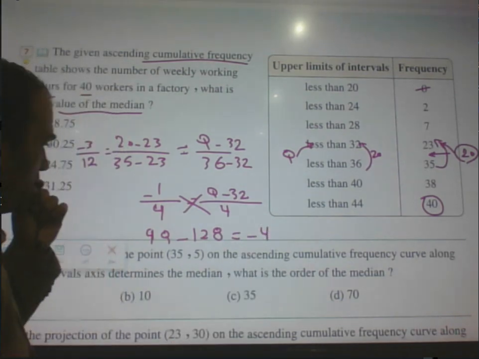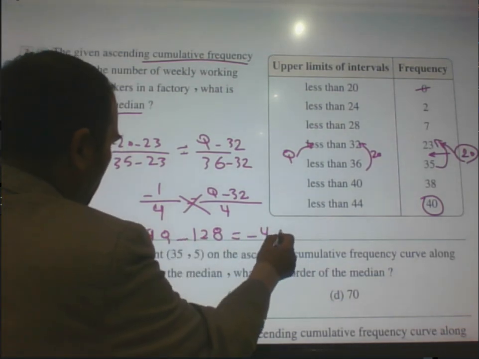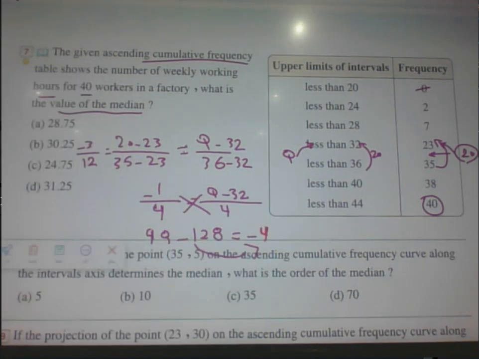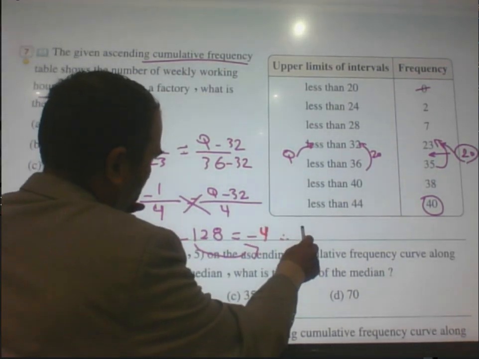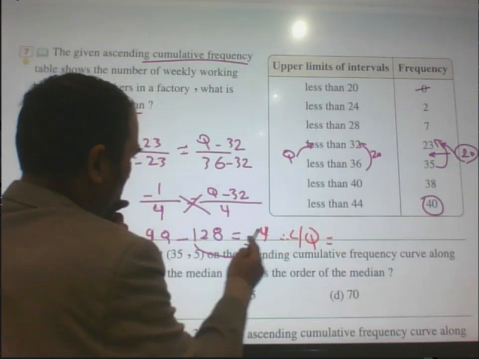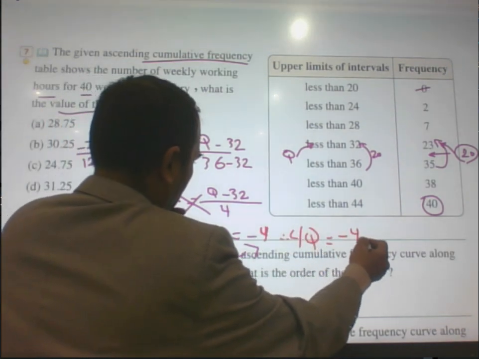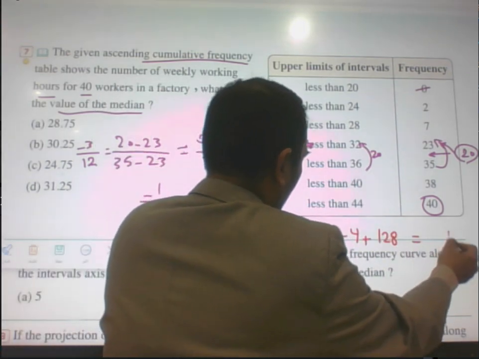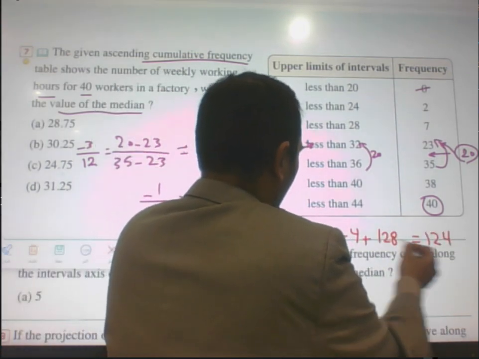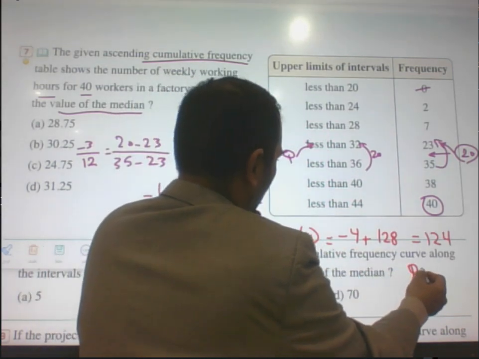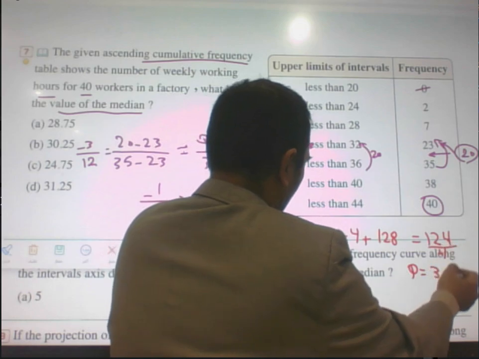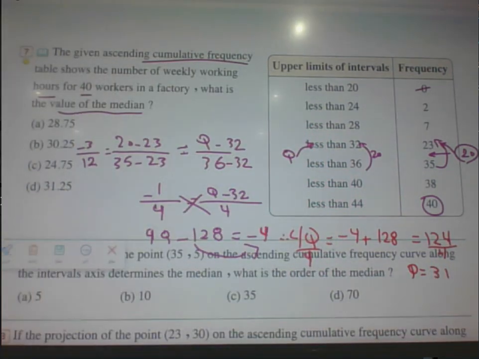Okay, 4 times Q, it will be 3 times 4 equal 12, equal 4 times the negative 1 equal negative 4. We can move the number here, then 4Q equal negative 4 plus 128. We can find the difference. 8 minus 4 equal 4 and write 1. 124, we can divide it by 4 to find the value of the median. It will be 31. So directly it will be 31.